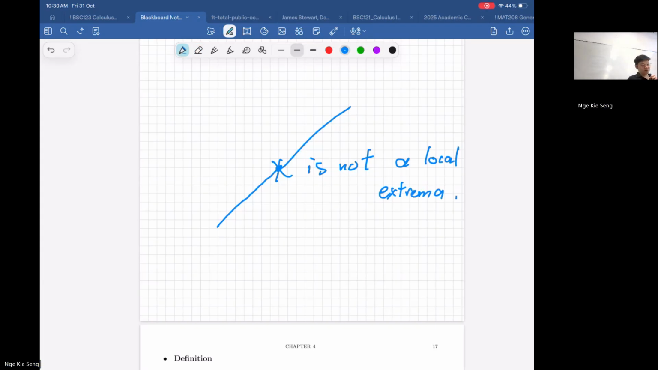Also similarly, if you have decrease and decrease, it is also not a local extreme.